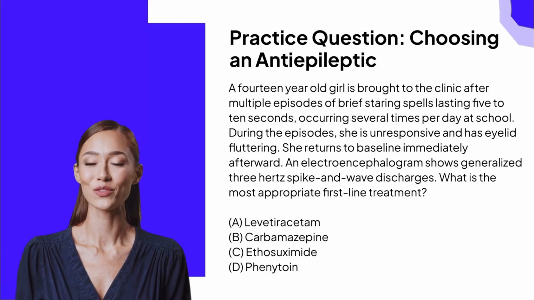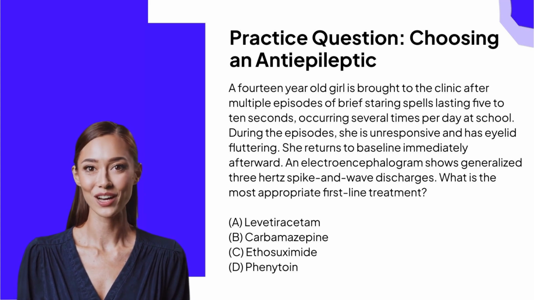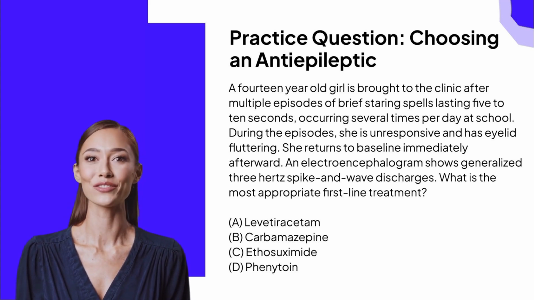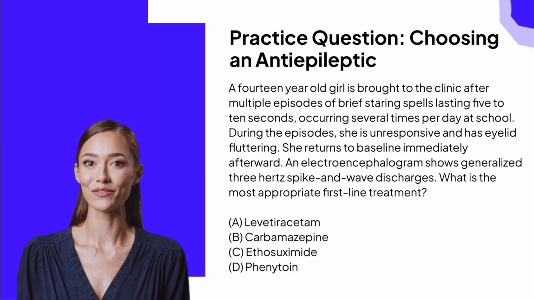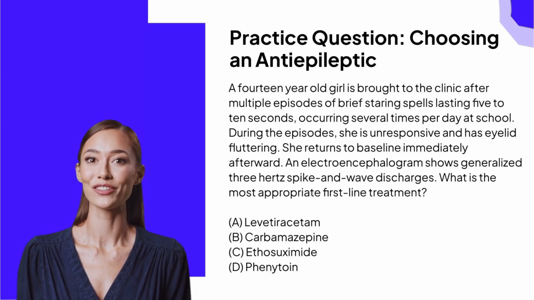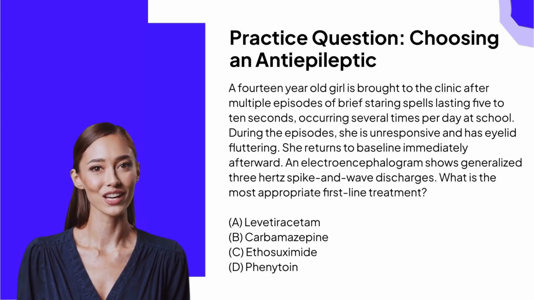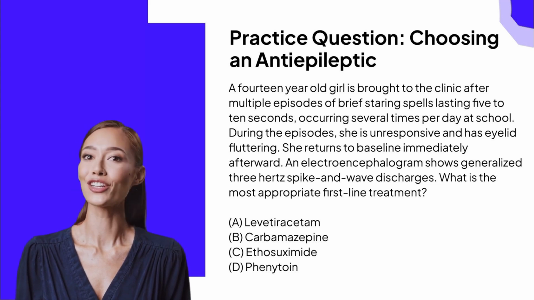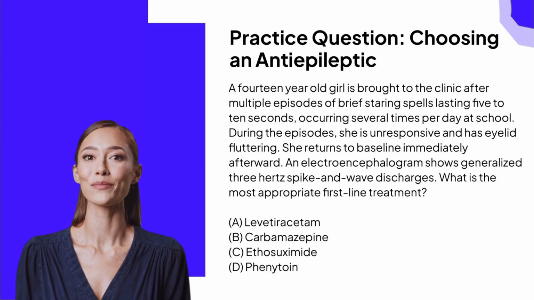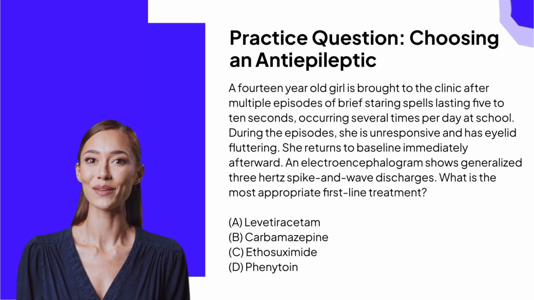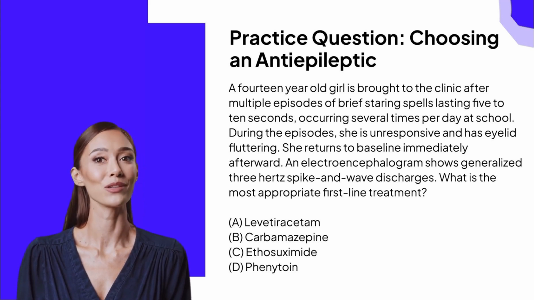Here is a drug selection question for you. A 14-year-old girl has brief staring spells lasting 5 to 10 seconds, happening several times a day at school. She is unresponsive during the episodes with eyelid fluttering and returns to normal immediately afterward. Her electroencephalogram shows generalized 3 Hz spike and wave discharges. The question asks for the best first-line treatment. Think about what type of seizure this is and which drug matches.